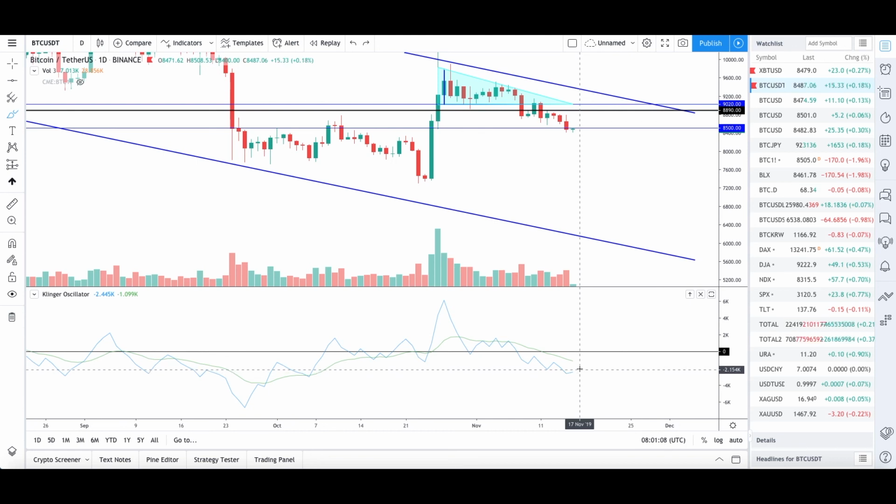So if you didn't know about this indicator, I hope that it will be useful for your future trading. Meanwhile, I will keep you updated with the price action, and let's see how it will evolve.